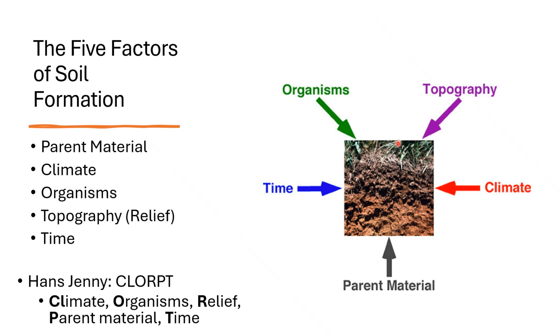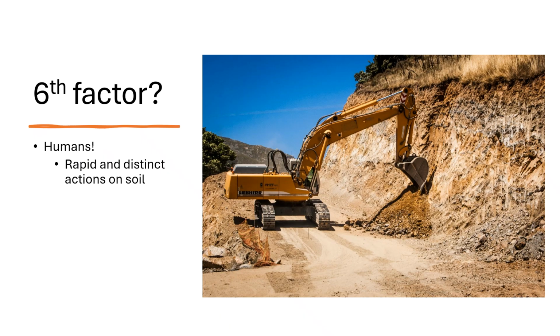However, there's another factor to consider. Some have even suggested that human activity should be considered a 6th factor, as we've modified most soils to some degree. We'll discuss this concept in more detail later in this lecture. Now, we're going to stray from the order described by the acronym CLOR-PT and follow the textbook order and start with parent material.